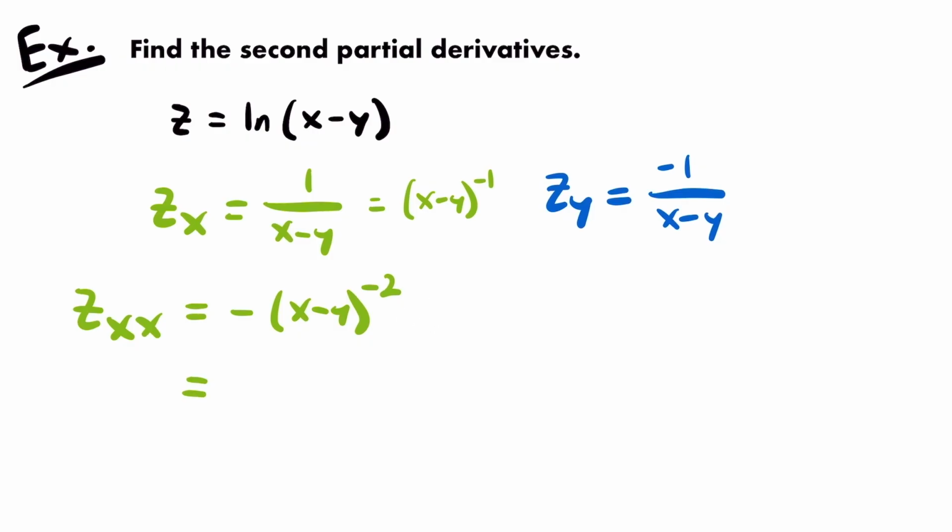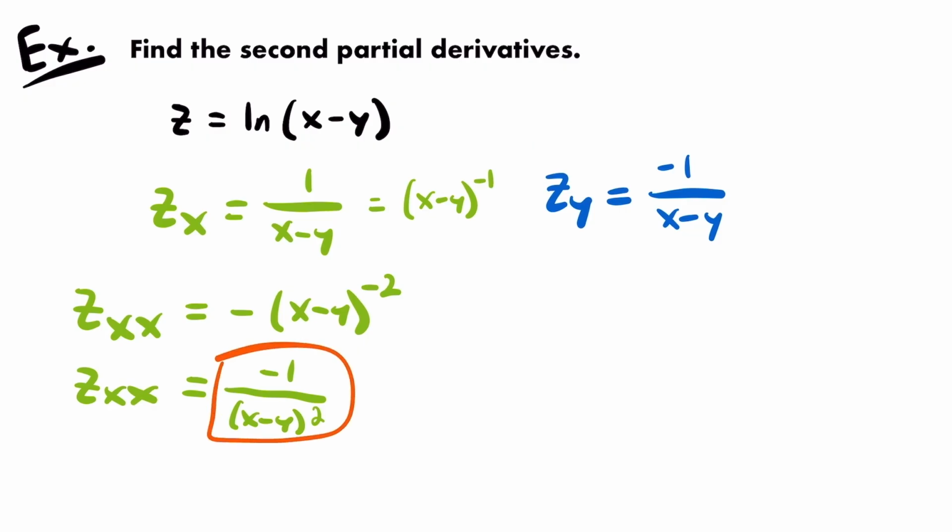But then rewriting this, moving this quantity to the denominator so that the power is positive, zxx is -1 divided by x minus y squared. All right, so that is one of our second partial derivatives, that is zxx. Now let's find the second partial derivative where we differentiate zx with respect to y. So that would be z sub xy. What would that be equal to?